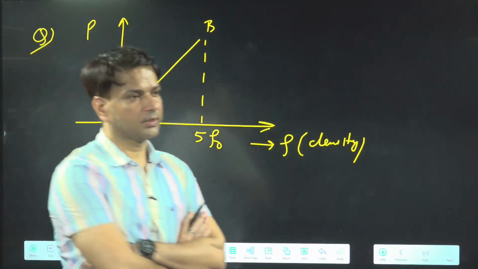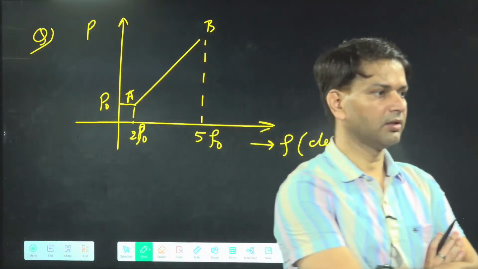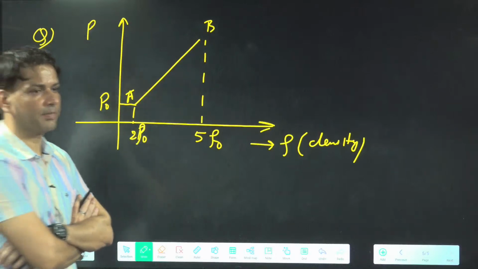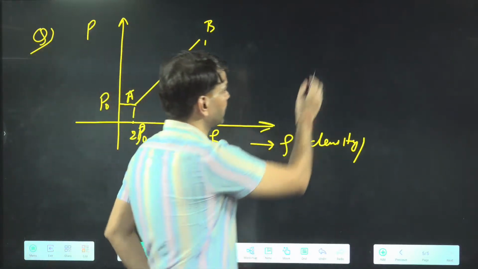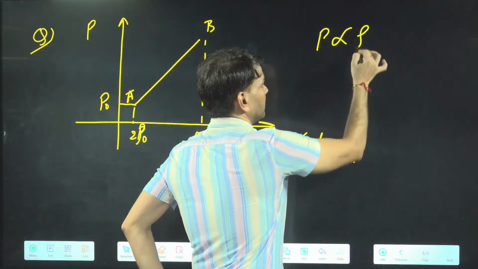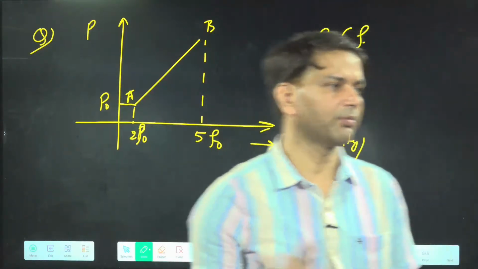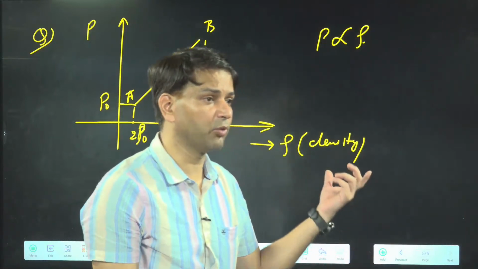According to the graph given, it is a straight line passing through the origin. So we can say P is directly proportional to rho. P directly proportional to rho means P is inversely proportional to the volume. That is the condition of Boyle's law.